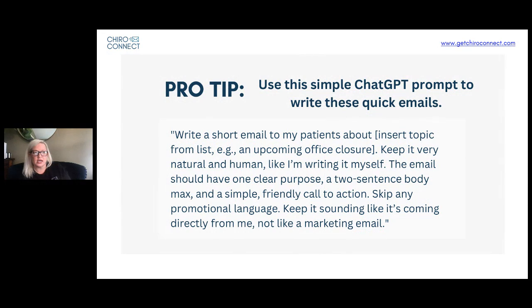Now, the prompt you see here is a fill in the blank. I'll include this, like I said, in the replay, so you can copy it, paste it, fill in the blank, and then ask that to ChatGPT. So what we would say is something like, "Write a short email to my patients about [insert your topic]. Keep it natural and human, like I'm writing it myself. This email should have one clear purpose, a 2-sentence body, and a simple, friendly call to action. Skip any promotional language. Keep it sounding like it's coming directly from me, not like a marketing email."